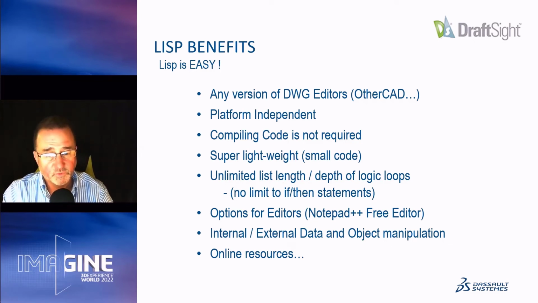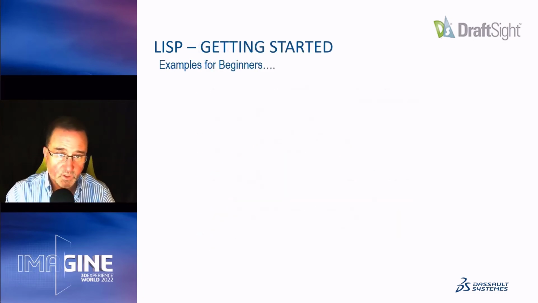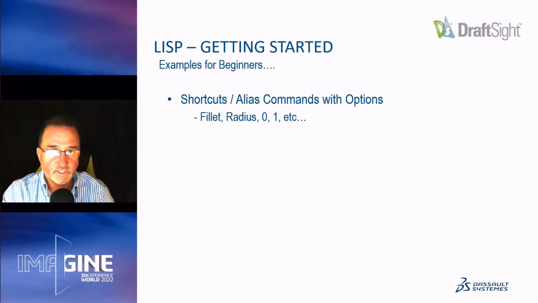But for the most part, I'd like to think it's an easy language because you don't have to think about a lot of the things that you have to consider in other programming languages. So if you're a beginner and you're just getting started, what are things that you might want to use Lisp to do? Like I showed you the shortcut for copy rotate, you could create your own shortcuts, basically better versions of aliases.